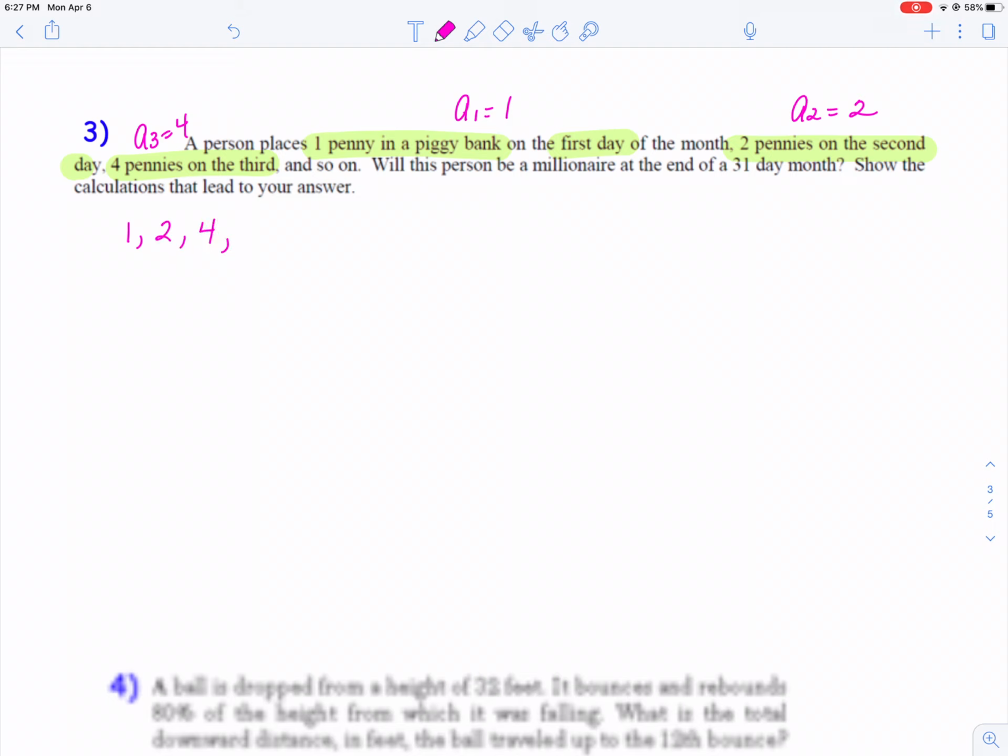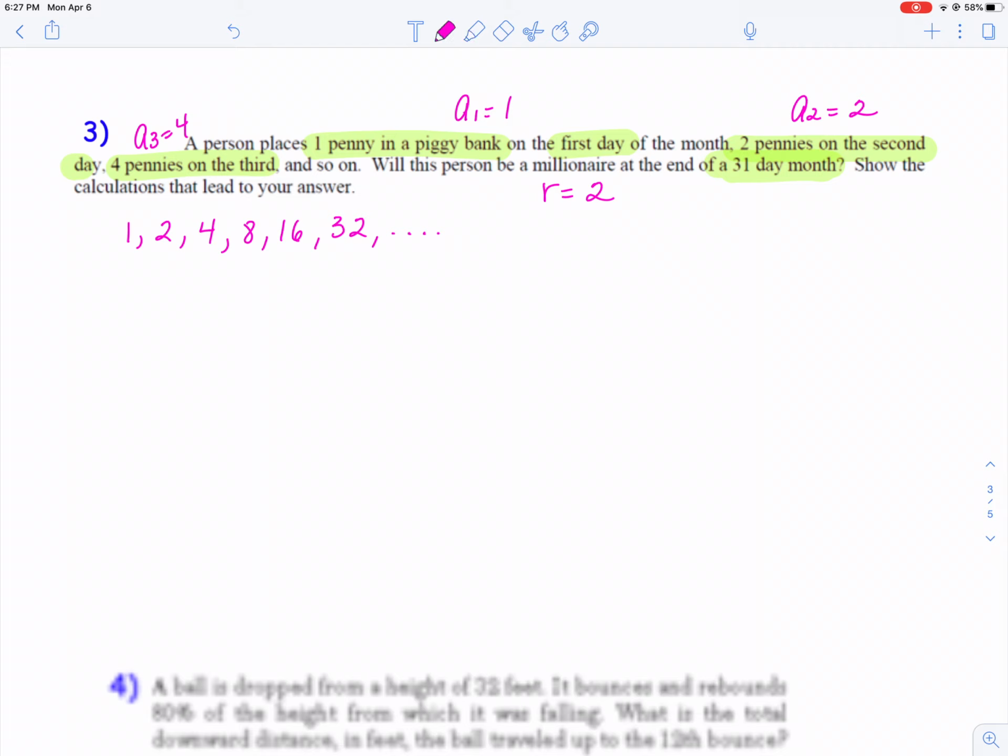Now I can continue. After 4, obviously, it's doubling: 8, 16, 32, and I'm going to keep going. What do I know my common ratio is? My r has to be 2 because it's doubling. Now it says, will this person be a millionaire at the end of a 31-day month? Show the calculations that lead to your answer.